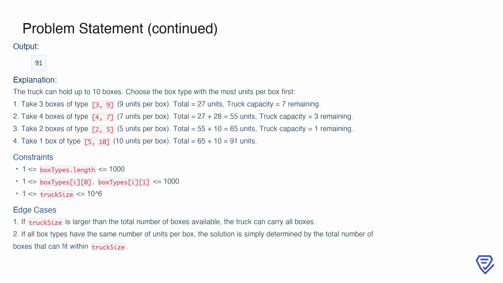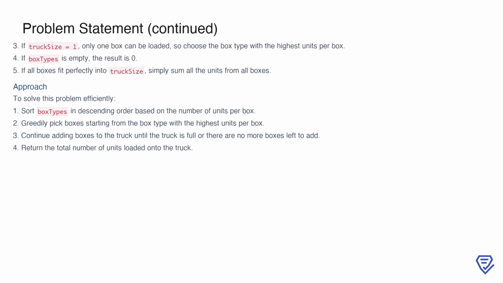Finally, we take 1 box of the type with 10 units per box, adding 10 more units to the total. This brings the maximum number of units loaded onto the truck to 91. This example illustrates the importance of prioritizing box types with the highest units per box. Let's now discuss some constraints and edge cases to consider.